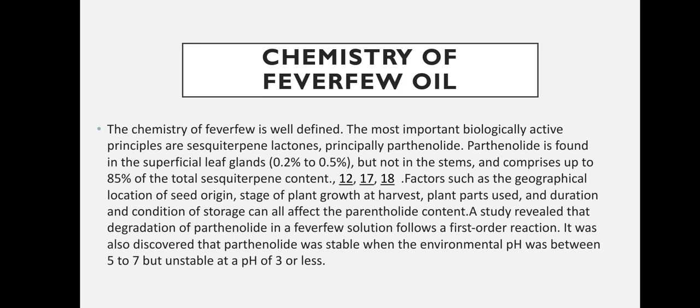Factors such as geographical location of seed origin, stage of plant growth at harvest, plant parts, and duration and condition of storage can all affect the parthenolide content. A study revealed that degradation of parthenolide in a feverfew solution follows a first order reaction. It was also discovered that parthenolide was stable when the environmental pH was between 5 and 7, but it is unstable at a pH of 3 or less.